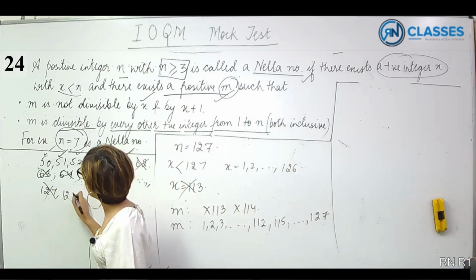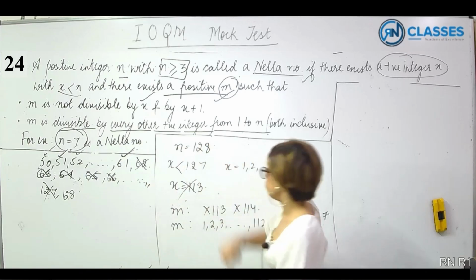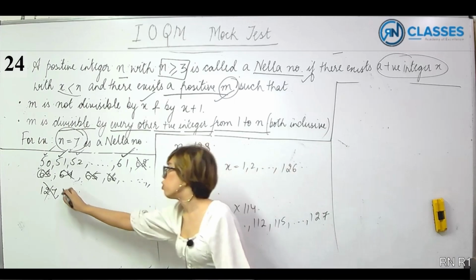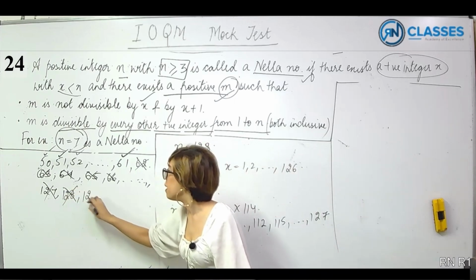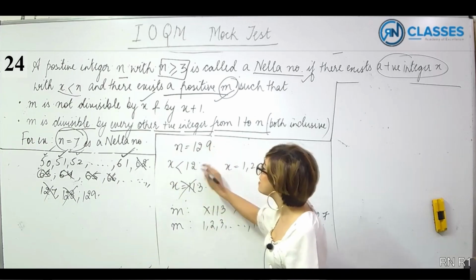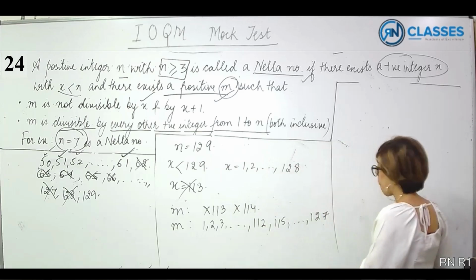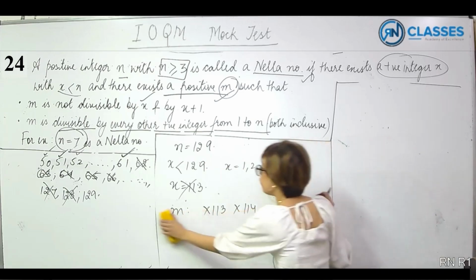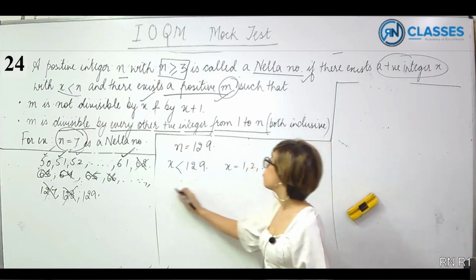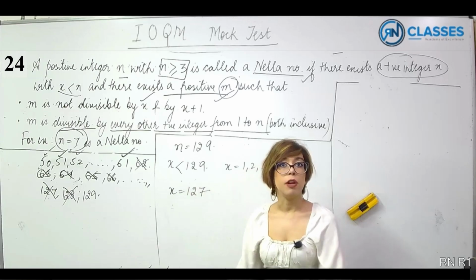Similarly, you can check for 128. Right? Let me check. In fact, you can do that for yourself, right? It will also not turn out to be a Nena number. Let me go for 129. Let's see what happens. 129. So I want x less than 129. So that means I'll go till 128. Right? Now, I will go for the prime numbers. Prime numbers less than 129. So that is 127. Let me see whether I get a Nena number or not.